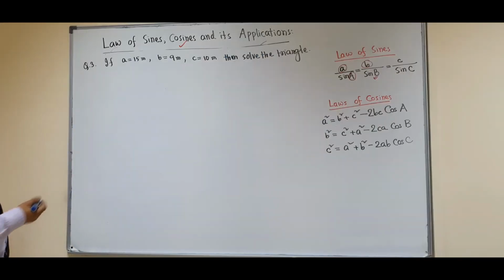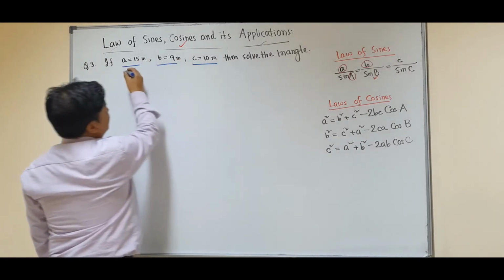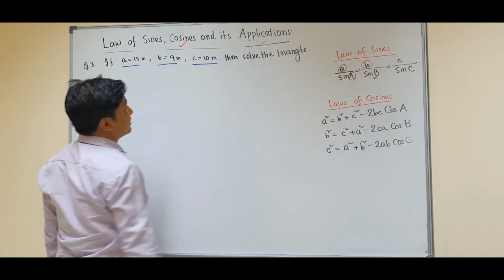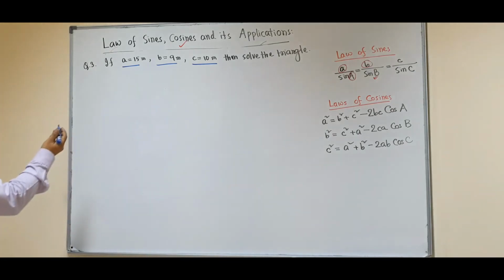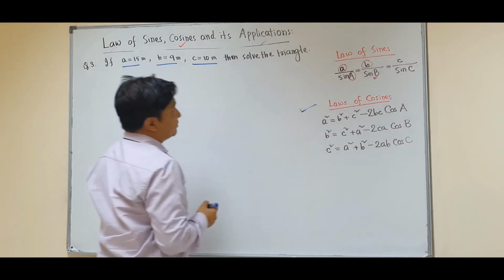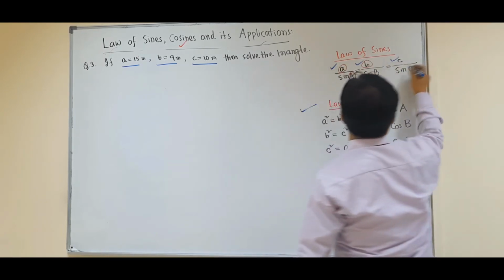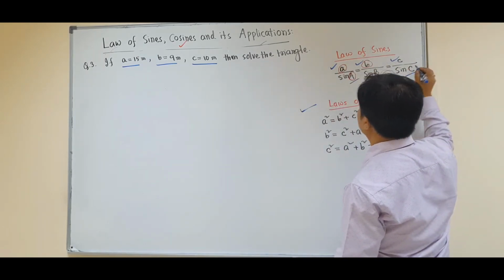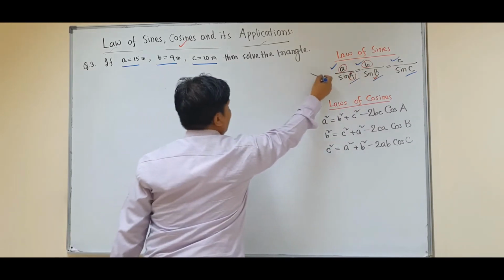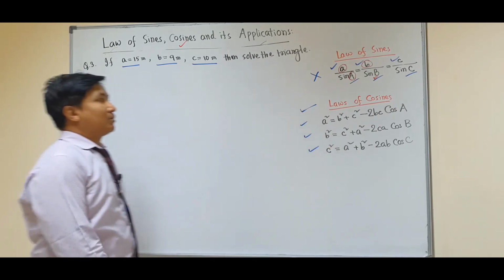Next, question number 3. If side A, side B, side C, so these three sides are given, then solve the triangle. Can you tell me whether we will use law of sines or law of cosines? Yes, you are right. You are going to use law of cosines. Why? Because if you see here, A, B and C, three sides are given, but none of the angles are given. So we cannot use law of sines. You can use any one of the three laws of cosines.